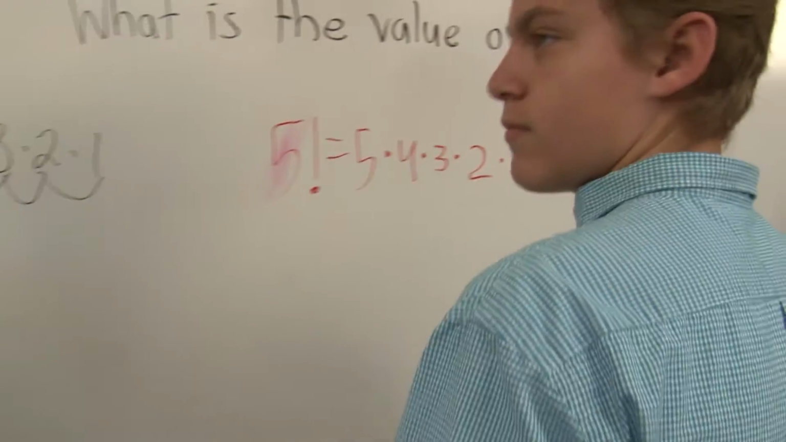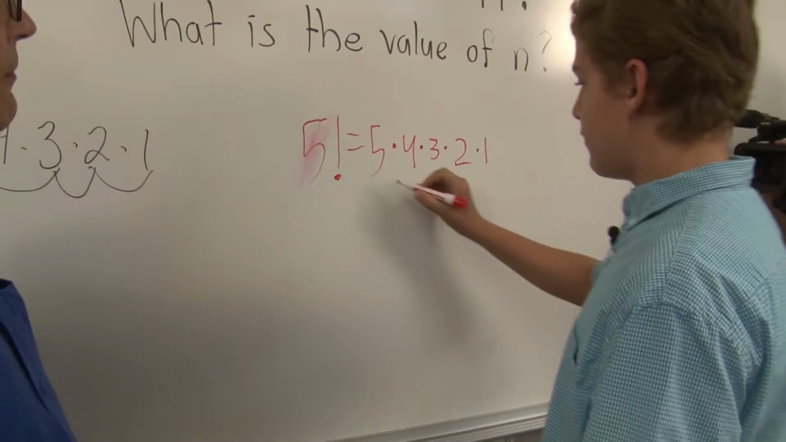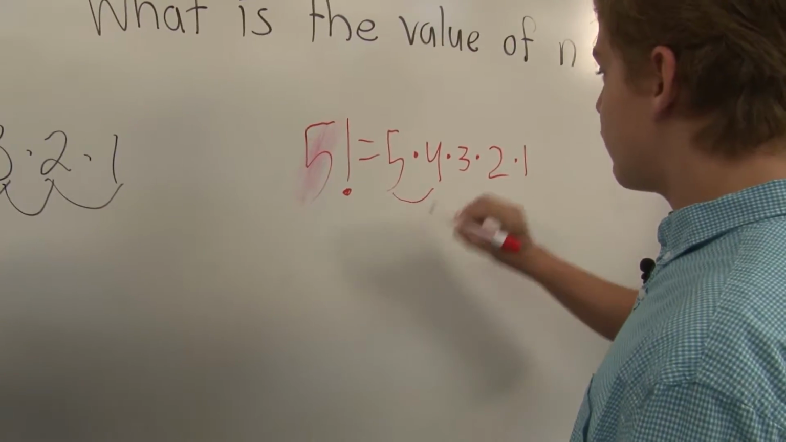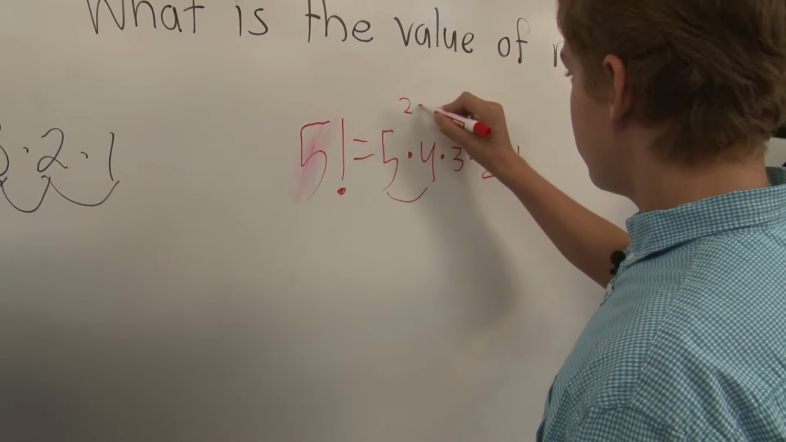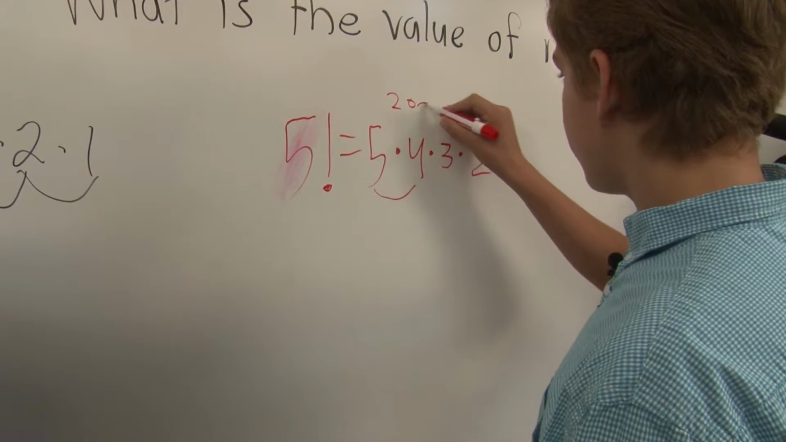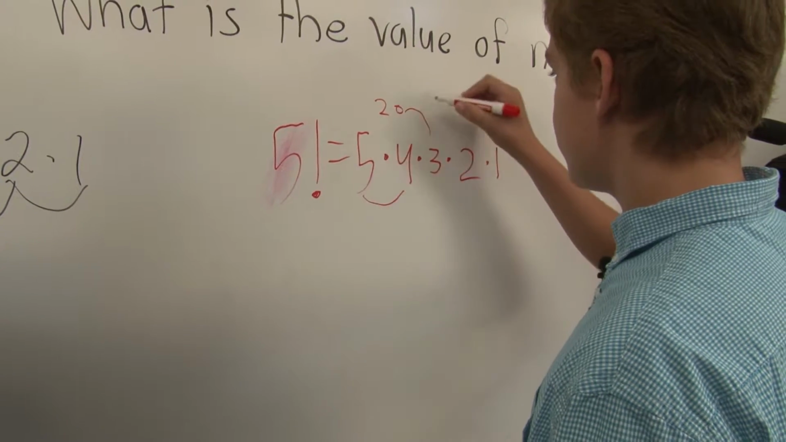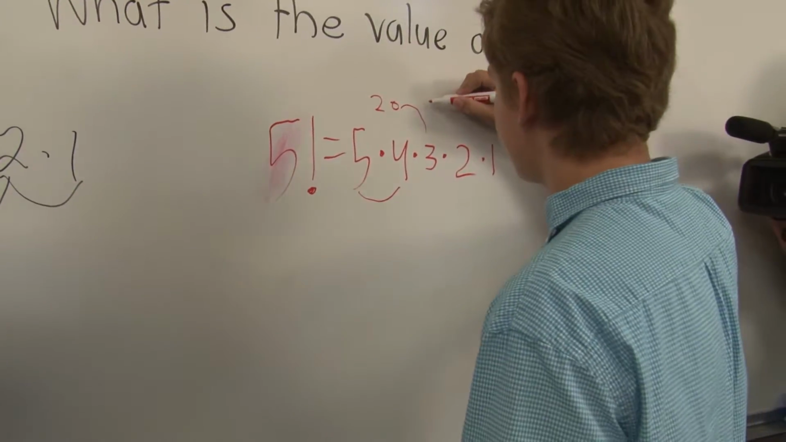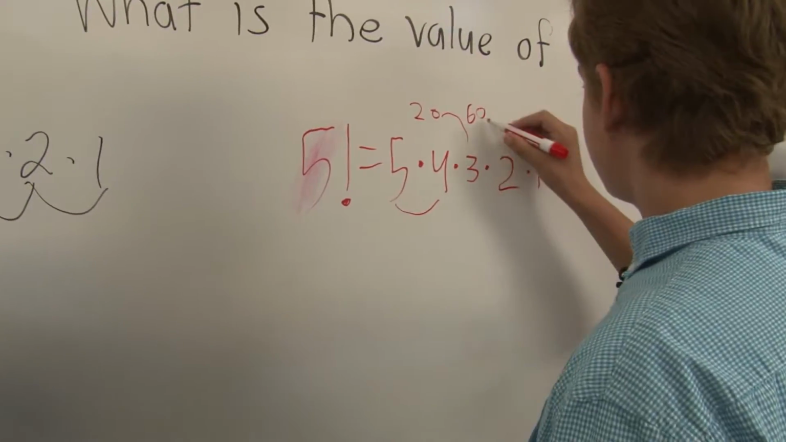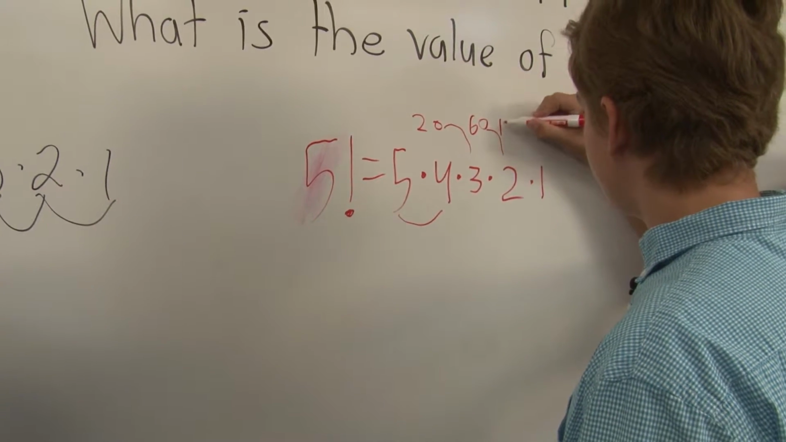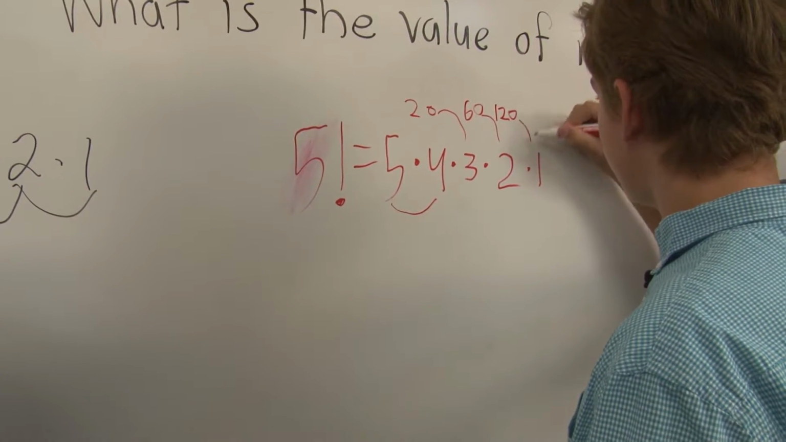All right, and let's figure out what that equals now. So 5 times 4, that equals 20. All right. 20 times 3, that will equal 60. Right. 60 times 2, that will equal 120. And 120 times 1, that will equal 120. Okay, so we've got the 5 factorial done.